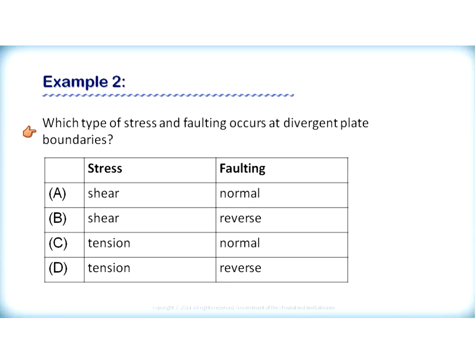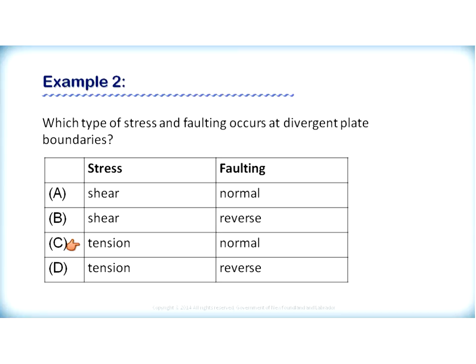Question number 2. Which type of stress and faulting occurs at divergent plate boundaries? So if we look at a divergent plate boundary, we're looking at a boundary which generally moves apart. So the stresses that are put on divergent plate boundaries, where two plates move apart, will be tensional forces. Because the plates are moving apart, they tend to pull the rock sections apart.